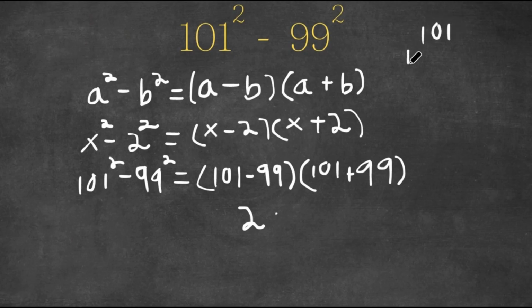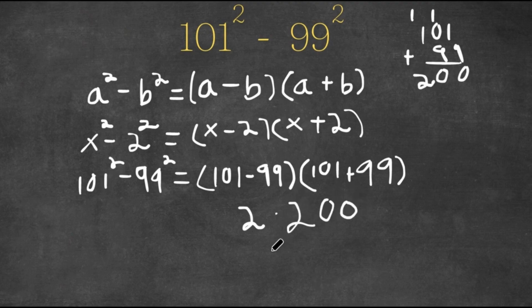We carry the 1, carry the 1 again, and 1 plus 1 is 2. So this would be 200. So we have 2 times 200, and that is simply equal to 400. So 400 is our answer. And that's how you do this problem without a calculator. And this actually works for any problem in the form a squared minus b squared. You could simply just convert it into this form and solve it.